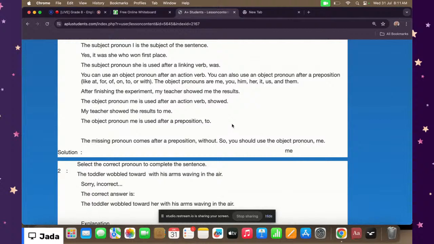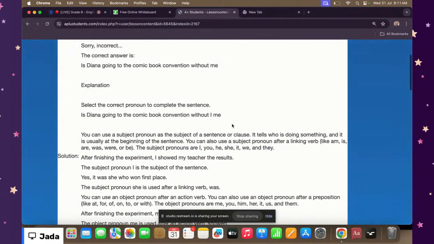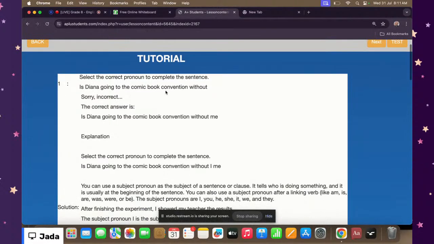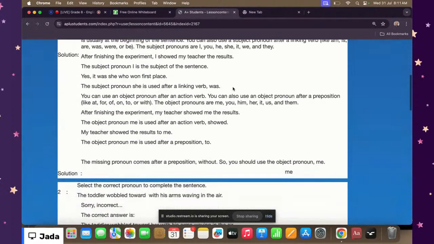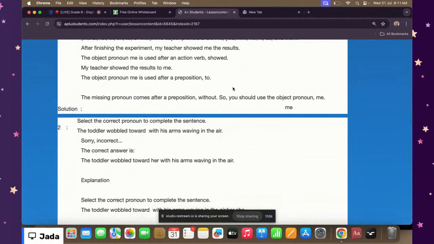Okay, so let's go through some examples first. Is Diana going to the comic book convention without dash? So you have to select the correct pronoun to complete the sentence. So it says, is Diana going to the comic book convention without dash? So you have to get the right object pronoun, which is me, to complete it. So me is the object pronoun that is needed to complete this sentence.